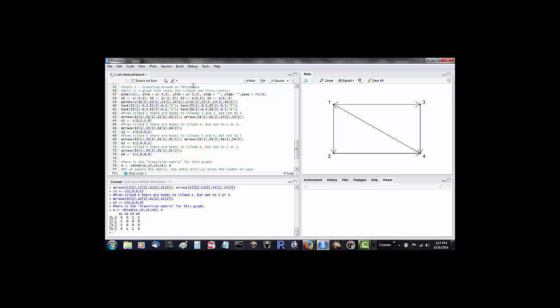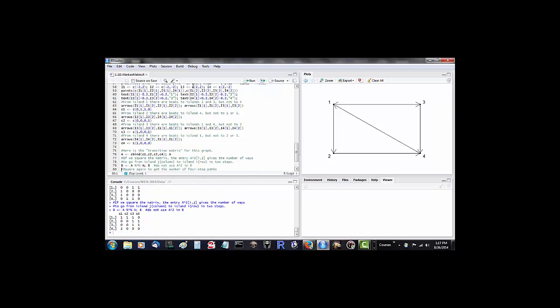What's the meaning of the square of this matrix? Well, you can argue if you start on island 3, let's say, multiplying once by the matrix A says you can either be on island 1 or on island 4, and then you can follow up the route out of island 1 and island 4 by multiplying again by the matrix A, and the matrix A squared gives us the number of two-boat ride journeys from each island to each other island.